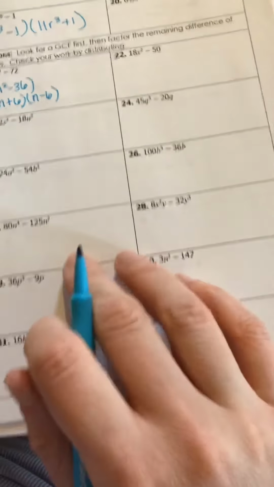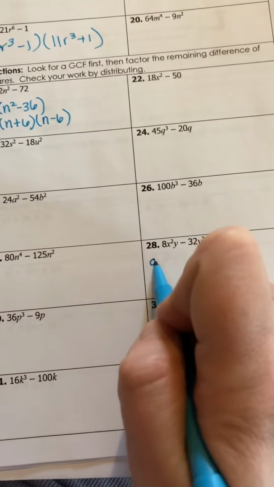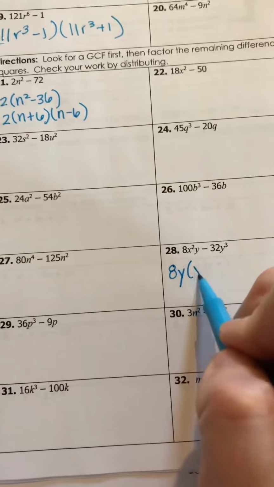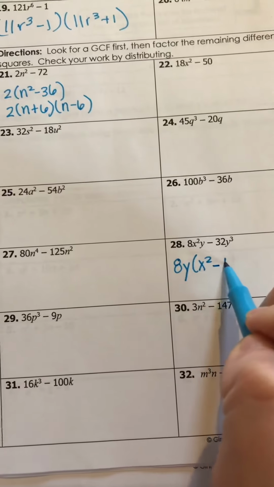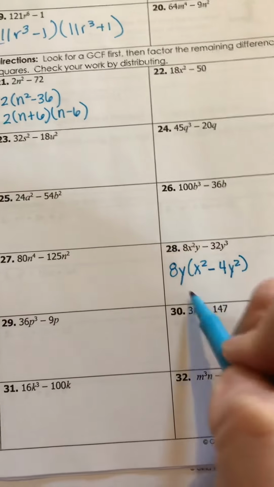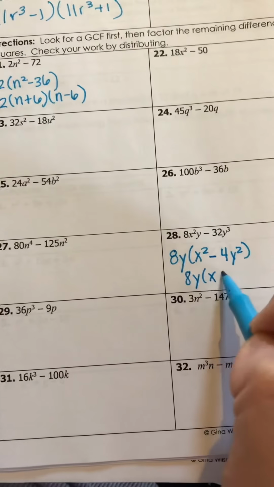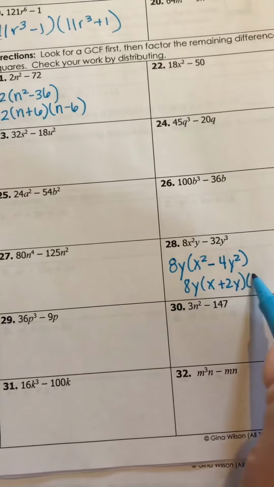Let's do number 28. I have 8y. That's my greatest common factor. I'm left with x squared minus 4y squared. So then my difference of squares: 8y is there, and then x plus 2y, x minus 2y.